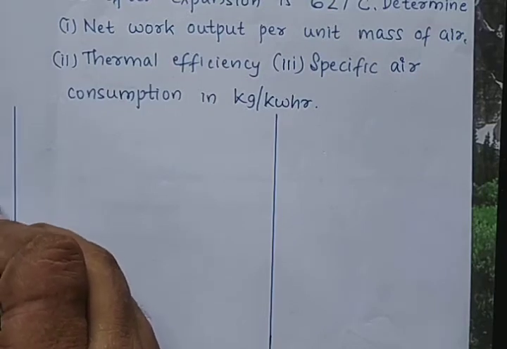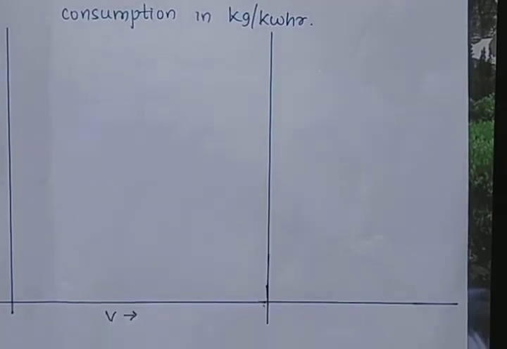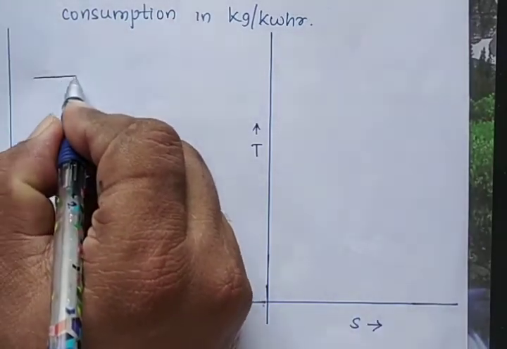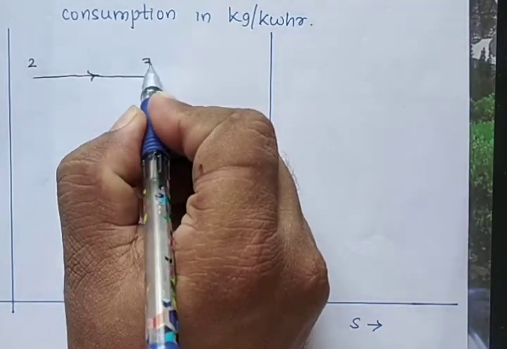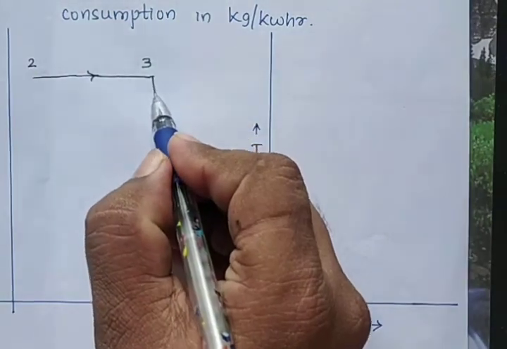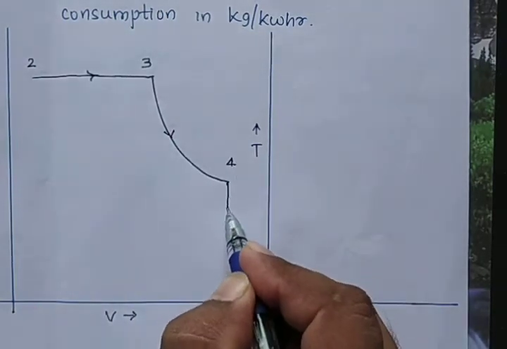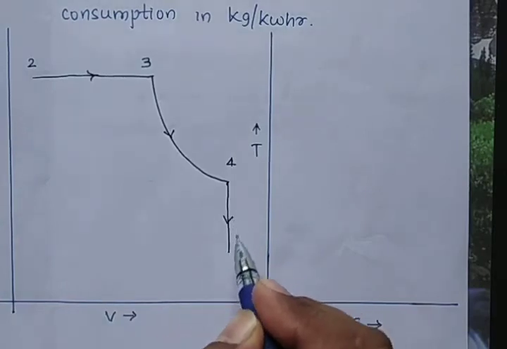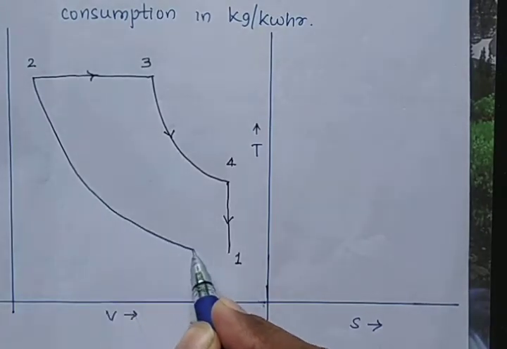So PV, then TS. As we know that in case of diesel cycle, the heat is added at constant pressure. So 2 to 3 is heat addition at constant pressure, followed by isentropic expansion, 3 to 4, and then heat rejection at constant volume, and then 1 to 2 isentropic compression process.